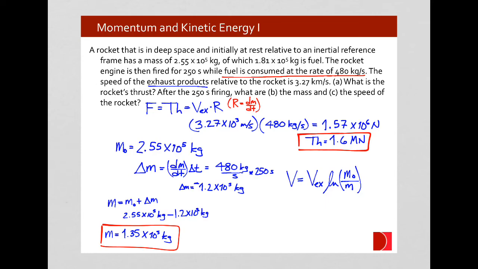In this case, we have the velocity of the exit of the exhaust products. That was our 3.27 times 10 to the 3 meters per second. A logarithm is unitless, so we have to use meters per second so that we get out meters per second. And we'll multiply that by the logarithm of the initial mass of the rocket, which was the overall mass, divided by the current mass of the rocket.